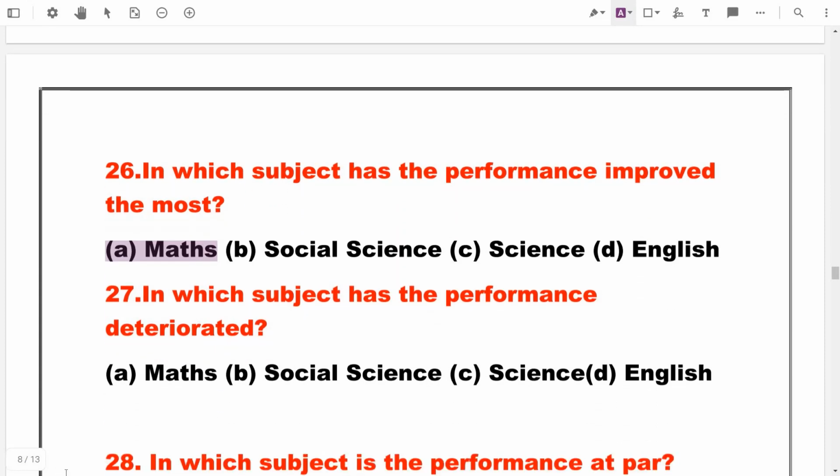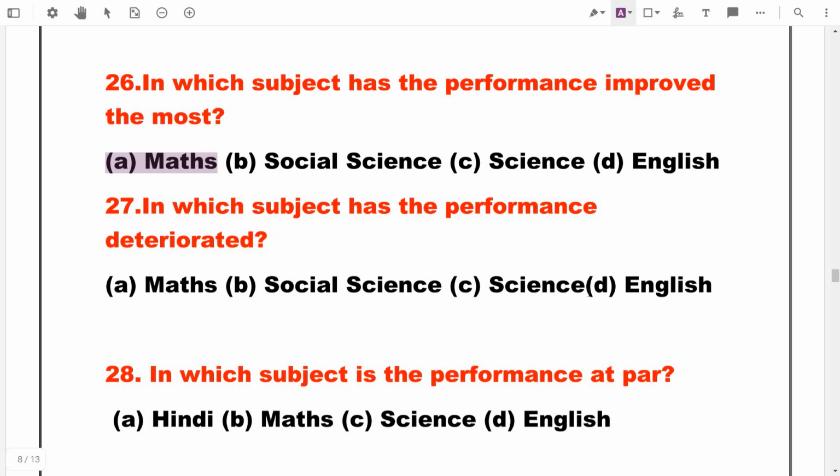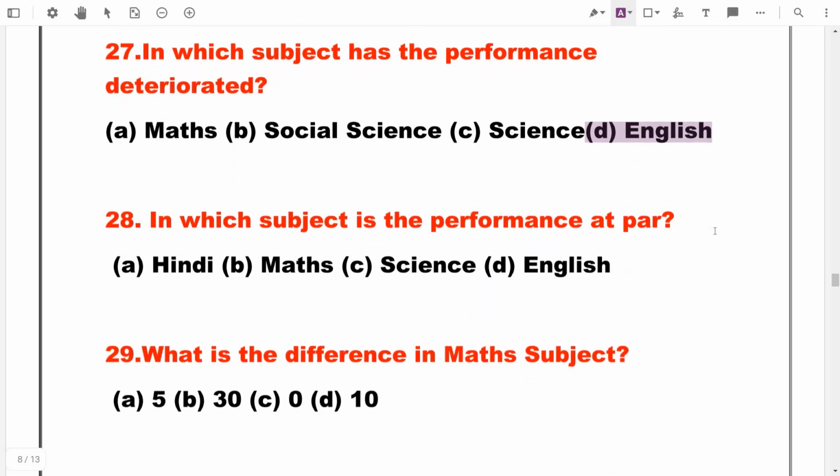27th question, in which subject has the performance deteriorated? Maths, social science, science, English. Answer D, English. 28th question, in which subject is the performance at par? Hindi, Maths, Science, English. Answer A, Hindi. 29th question, what is the difference in Math subject? Options 5, 30, 0, 10. Answer B, 30.